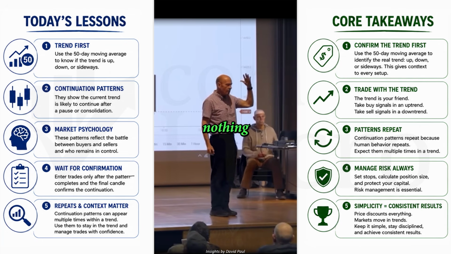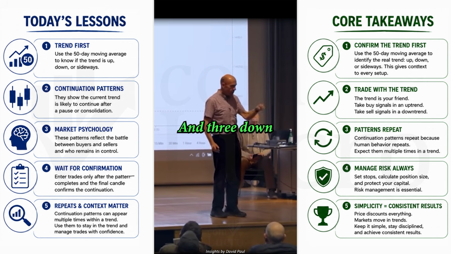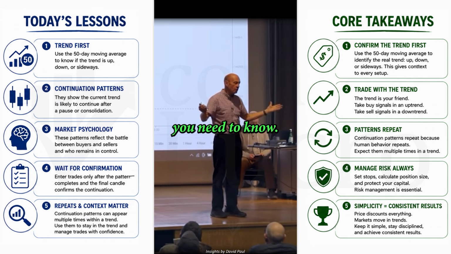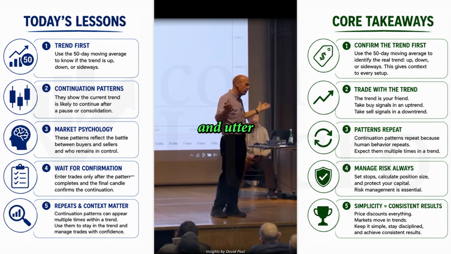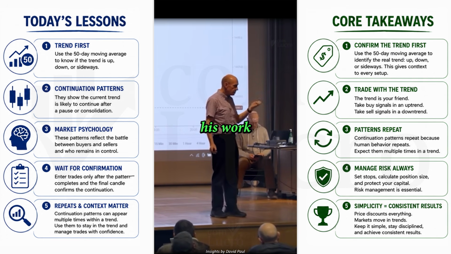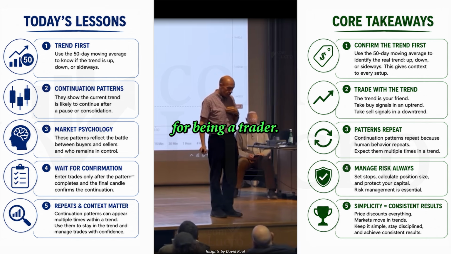If you know nothing more about Elliott, then 3 up and 2 back is good, and 3 down and 2 up, that's great for a short. That's all you need to know. Trying to label charts from 1865 is a complete and utter waste of time. And even Bob Proctor says that his work is very academic. It's not that much use for being a trader.